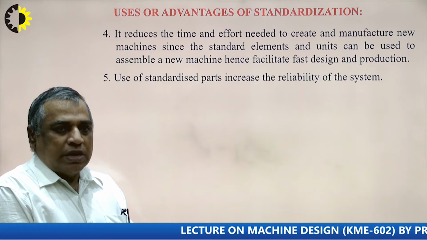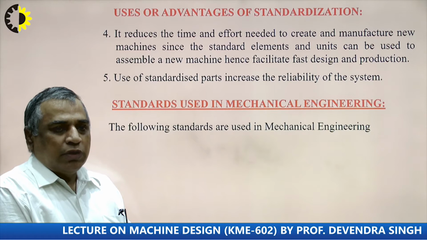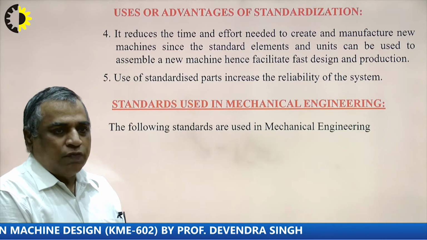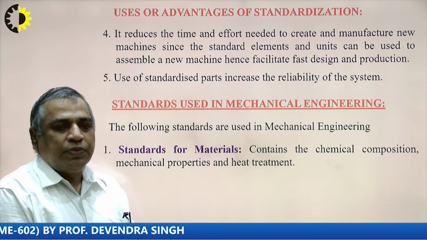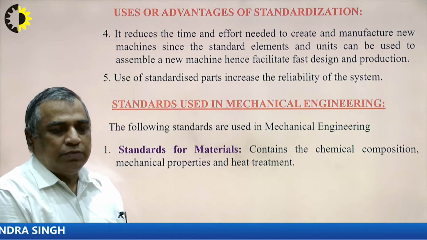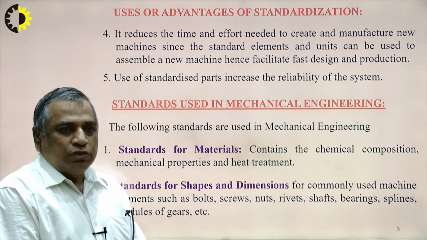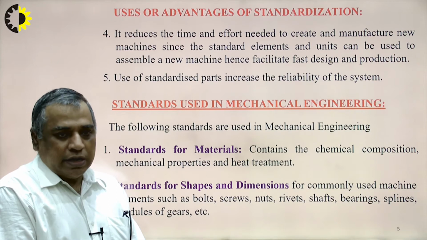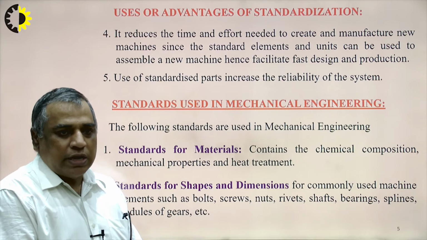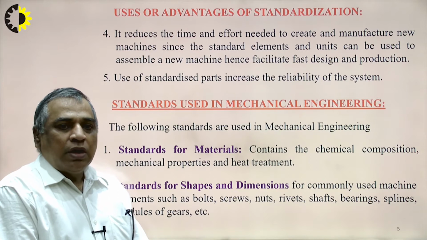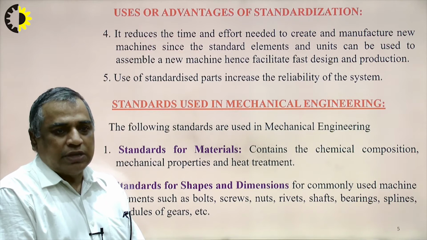Standards used in mechanical engineering: there are various standards used in the mechanical engineering design office. This is standards for materials. These standards have the information about the chemical composition, mechanical properties and heat treatments or surface finish, etc. for a particular component. Then the standards for shape and dimension for commonly used machine elements, such as bolts, what should be the head, whether it should be the hexagonal head or the rectangular or a square head, or screws, maybe snap or machine screw, nuts, rivets, shafts, bearings, splines, modules of gears, so shapes and dimensions.